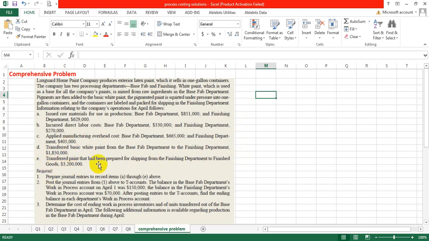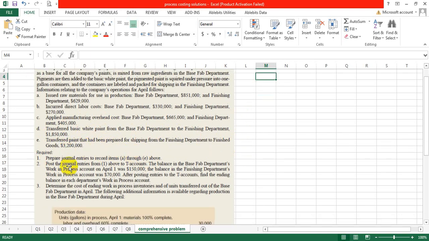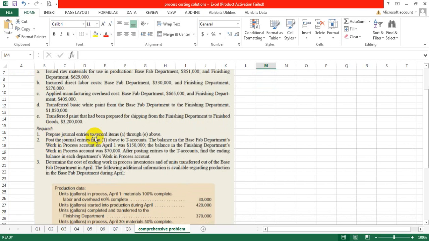Transfer paint that had been prepared for shipping from the finishing department to finished goods. Okay, now it is going to sale. So we need to prepare the entries. First, prepare journal entries to record items A through E. Post the journal entries from 1 above to the T accounts.